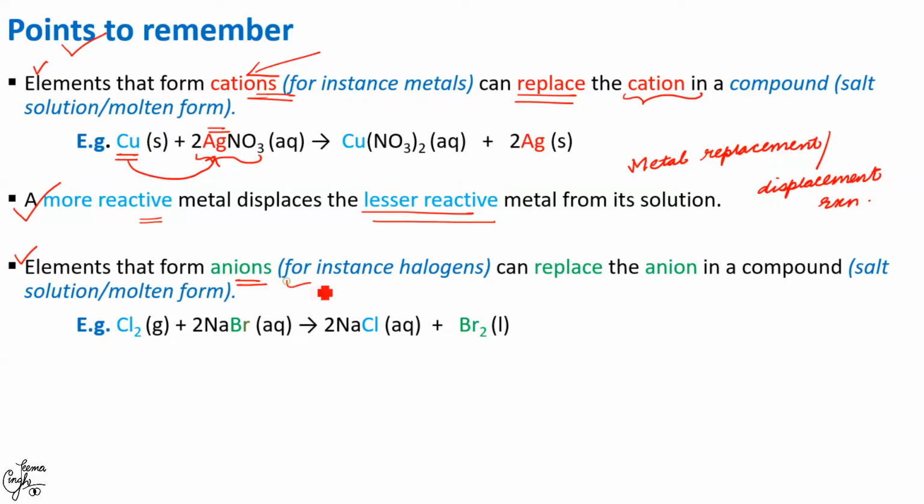Coming to the third point, elements that form anions. For instance, who form anions? Halogens. Halogens are represented by X, which can be fluorine, chlorine, bromine, or iodine. We have astatine also, but we are going to talk about it later.